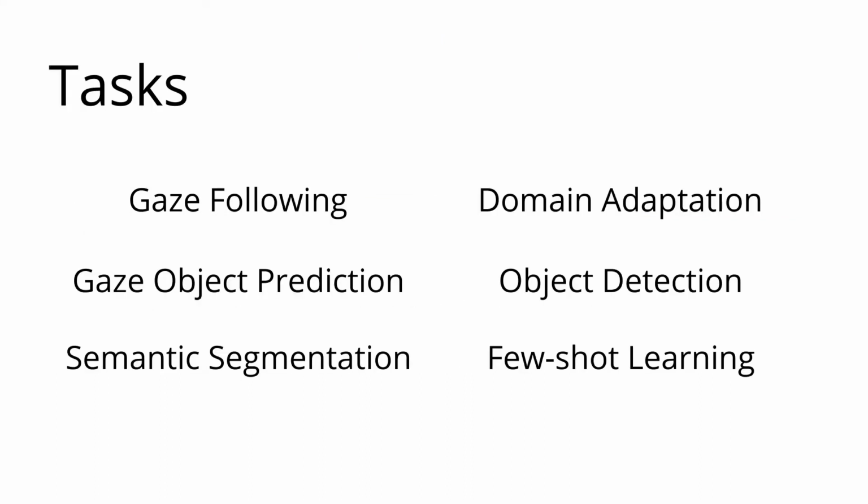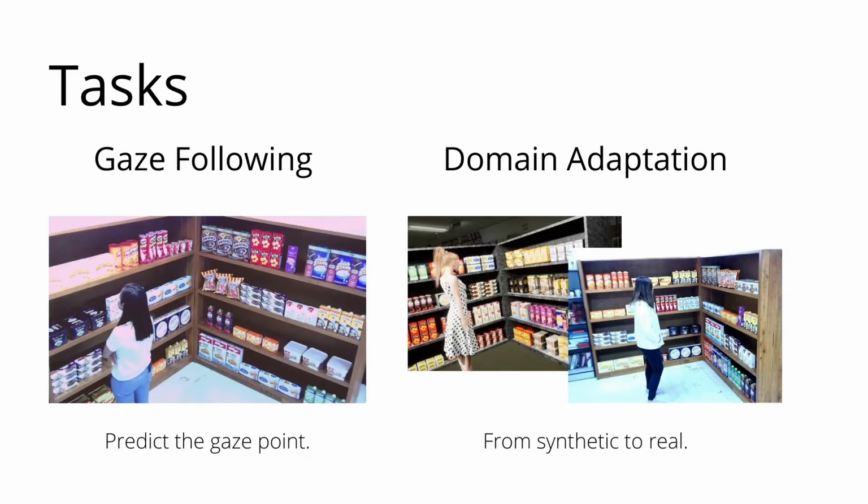GOO, with its extensive annotation, makes it applicable to a variety of tasks. In our work, we provide baselines for GOO on the tasks of gaze following, or predicting the gaze point, as well as domain adaptation. We leave performance metrics as well as evaluations on gaze object prediction to future work.